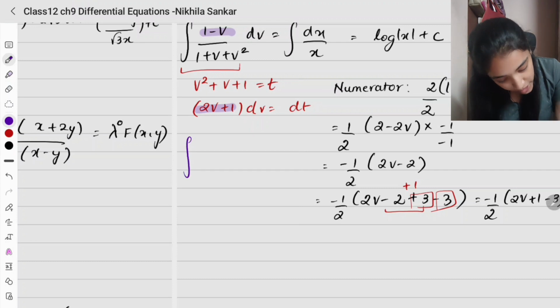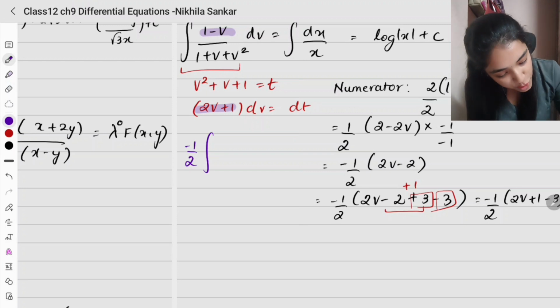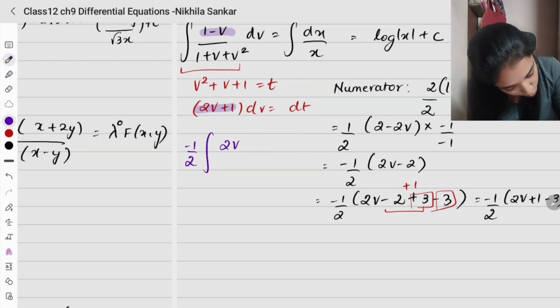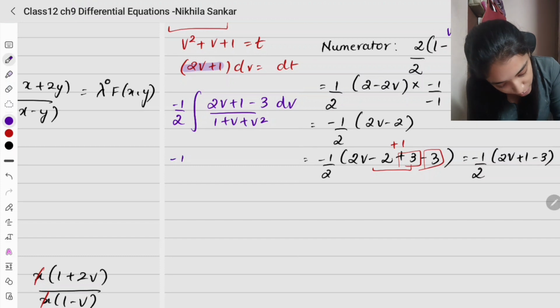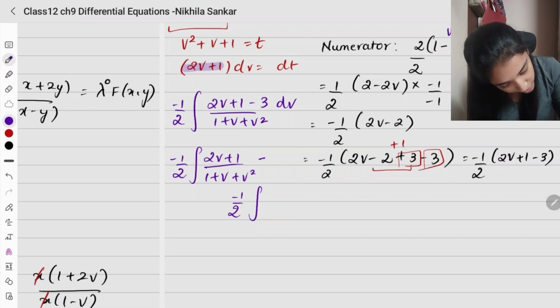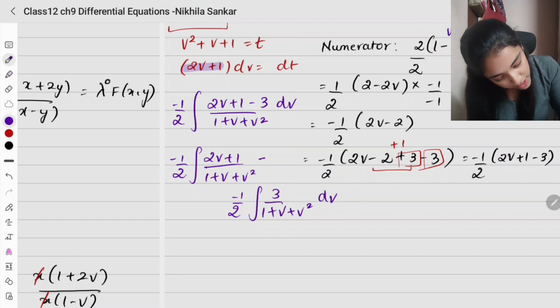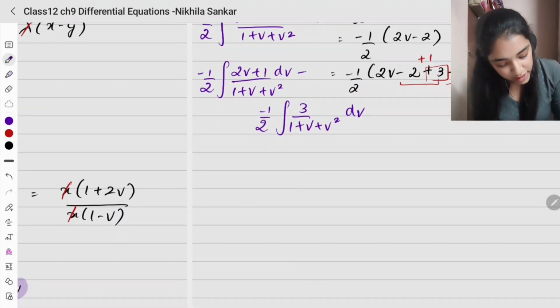What is the integral going to be? In the numerator, instead of 1 minus v, what substitution have we made? It is going to be minus half times 2v plus 1 minus 3, the whole divided by 1 plus v square times dv. Now it's easy for substitution. You can split the fraction easily. So I'm going to have 1 divided by 2 integration of 2v plus 1 divided by 1 plus v square, minus, don't forget the minus 1 by 2, times minus 3 divided by 1 plus v square times dv. Don't forget there is a dv here. Now it's easy to integrate, correct? So what will I have?